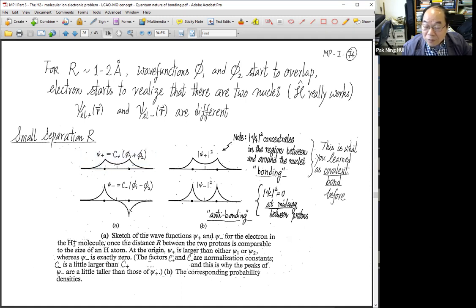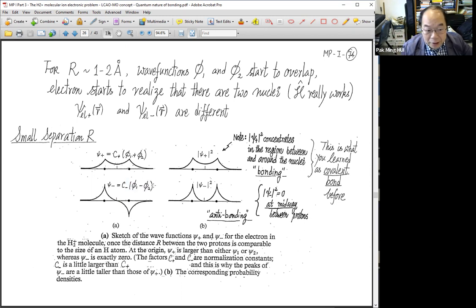To contrast with the minus combination, we got 2 eigenstates. The minus one: one side decaying, another side decaying. By symmetry, at the midpoint, they decay to the same value, but they cancel each other, minus. Therefore, you see, at the midpoint, 0 is a must. The wave function must be 0 for this minus combination.